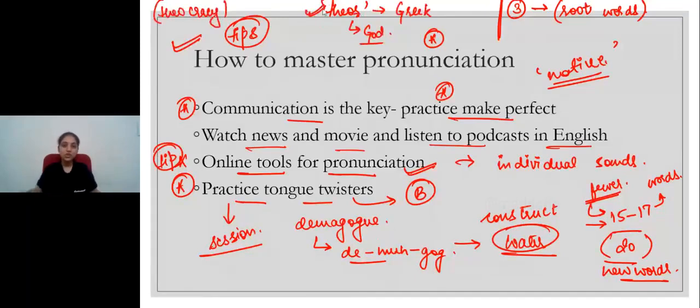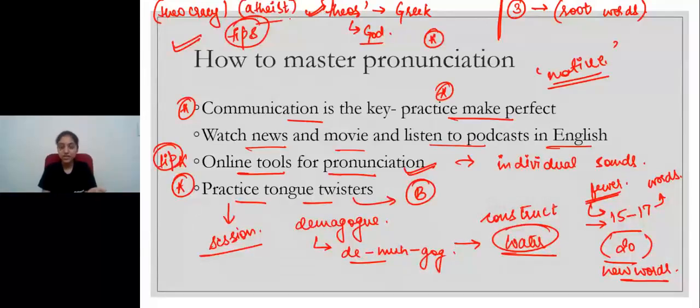So if you notice this word theocracy, or if you notice the word atheist, I'm sure you know the meaning of the word atheist. The meaning of the word atheist is someone who does not believe in God. So because you knew the meaning of the word theos, you can guess or you can find out the meaning or you can remember the meaning of a number of words.